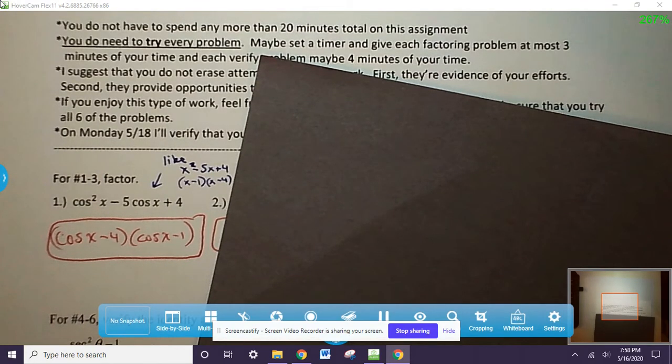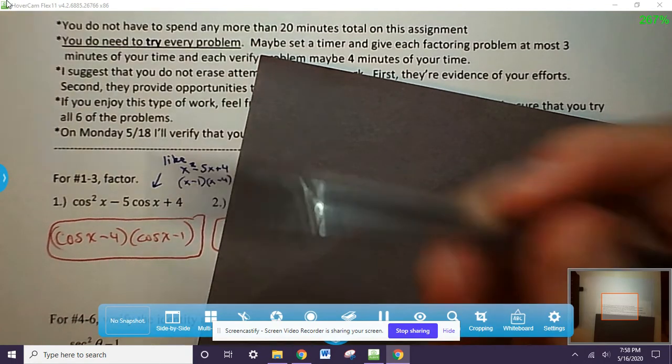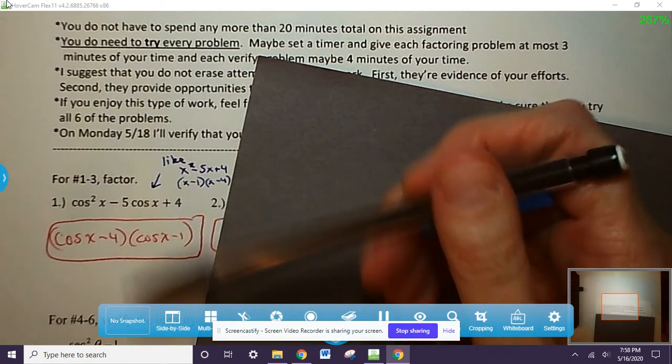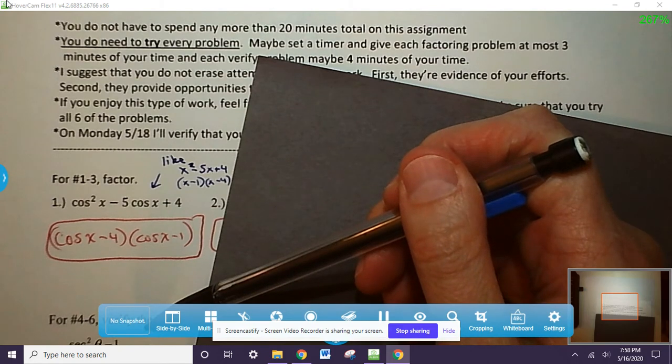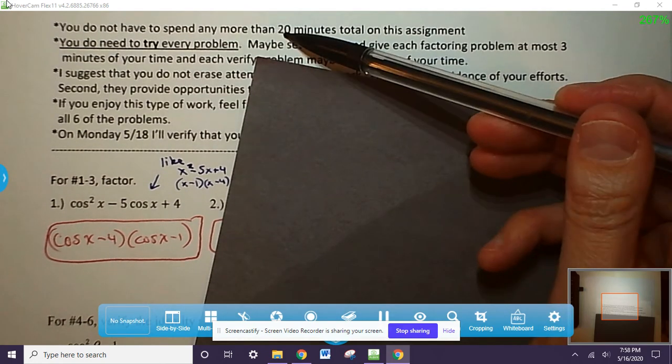The first thing I'd like to do is spend a few minutes going over the work you did last Thursday, or some of you may have done it as makeup work later on during the weekend. So it was the factoring and then the verifying algebraically problems. And I asked that you spend 20 minutes on it. You're welcome to spend more.